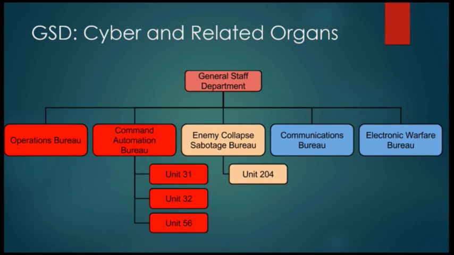So we've tried to condense this into their main cyber capabilities. And they have a few units that have been identified. The blue units are those that are tangentially related or have some sort of coordinating mission or historical relationship with the cyber elements, but these two blue, the Communications Bureau and Electronic Warfare Bureau, do not conduct cyber operations on their own.